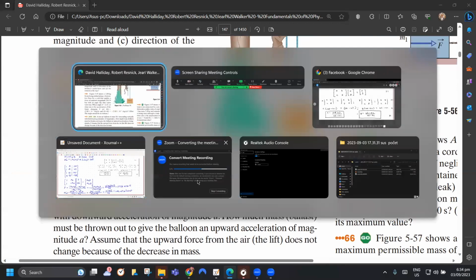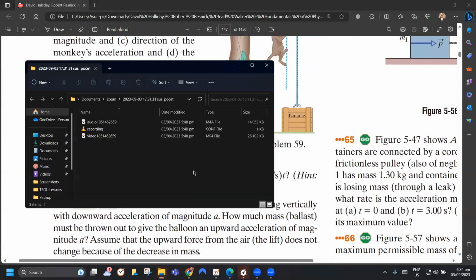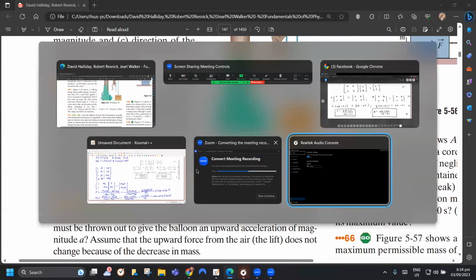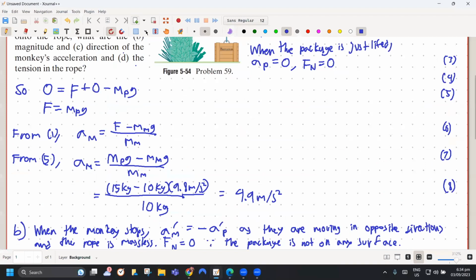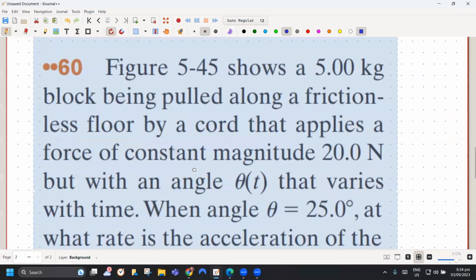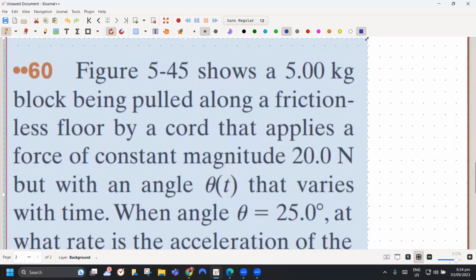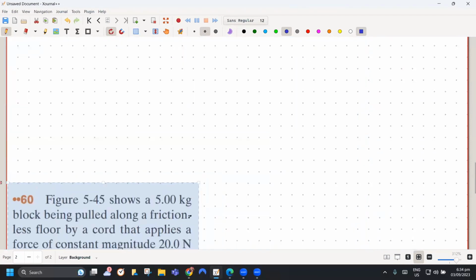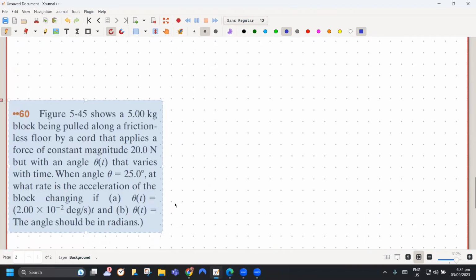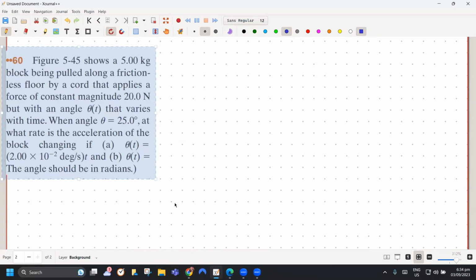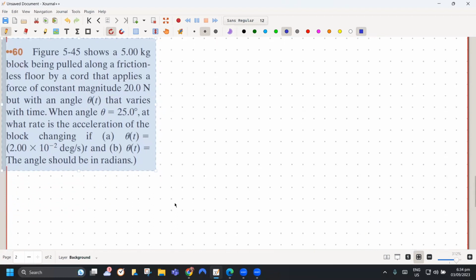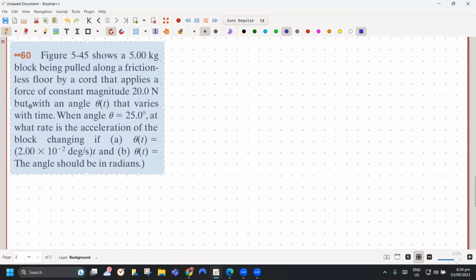Okay, where's the board? The board. Two page. Here, there.